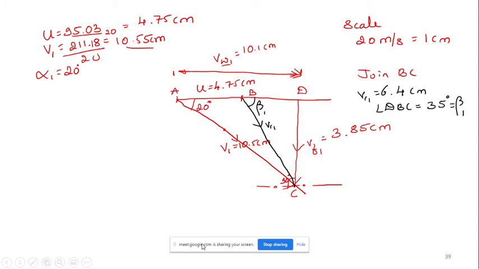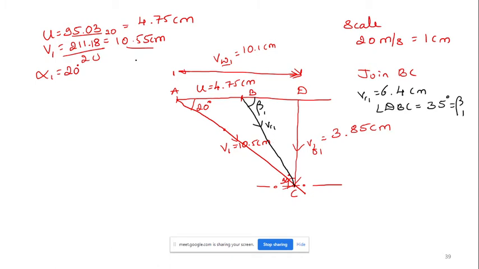Are you getting this one? Yes, sir. No problem. So these are the important things over here. Now this is your inlet velocity triangle.